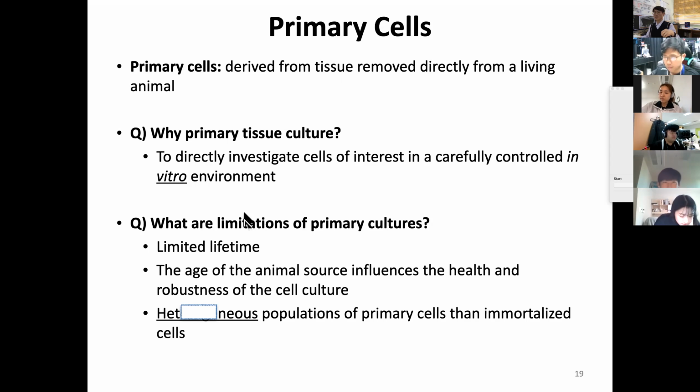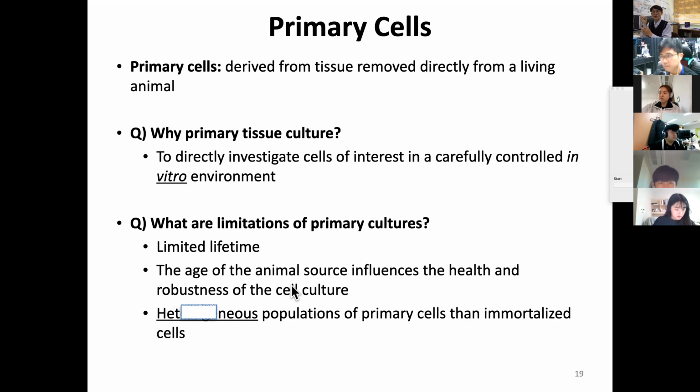So what are the limitations we have to keep in mind? Yeah, primary cells are not a cell line. They don't live forever, okay? They have a limited lifetime. And even the age of the animal matters, okay? So the animal source influences the health and robustness of the cell culture. You see why primary cells are more complicated? You have to even match the age of the animal source, okay?